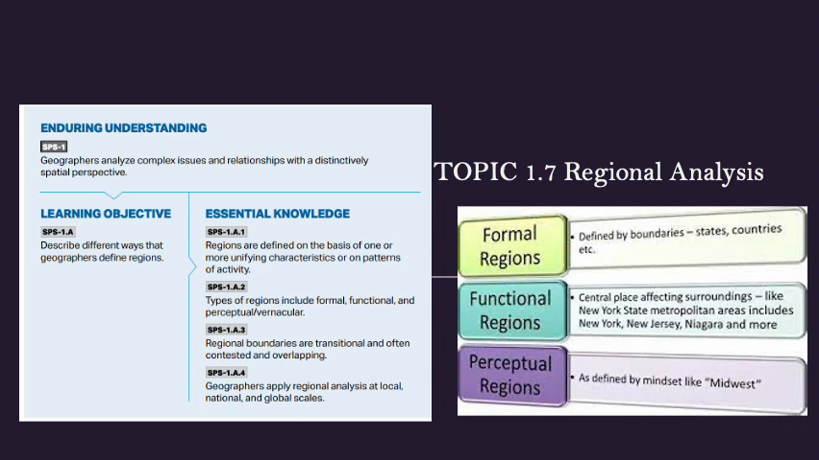And what you need to know, the essential knowledge here is regions are defined on the basis of one or more unifying characteristics or on patterns of activity. And you need to know that the types of regions include formal, functional, and perceptual vernacular regions. You also need to know that regional boundaries are transitional, often contested and overlapping. And finally, that geographers apply regional analysis at local, national, and global scale.